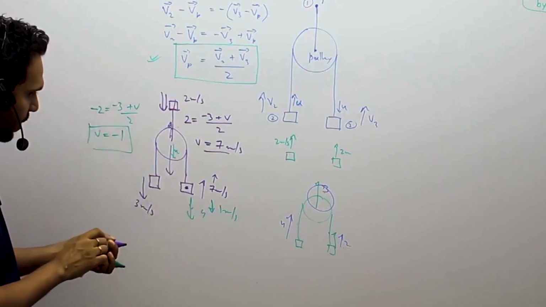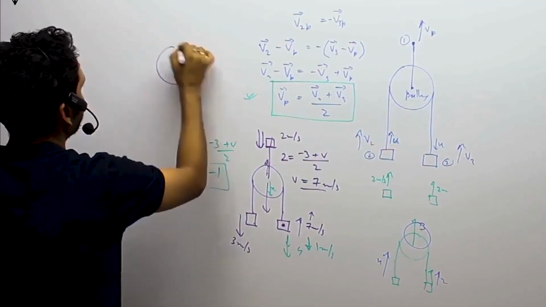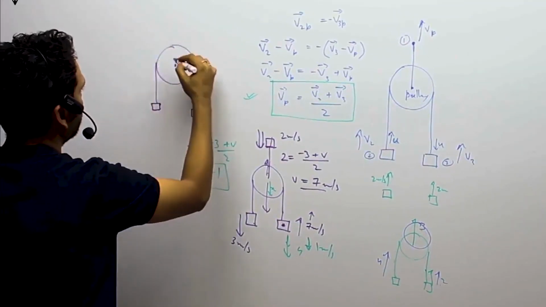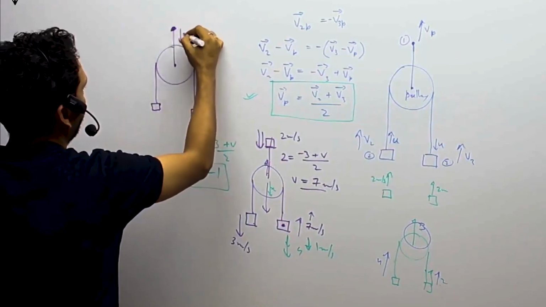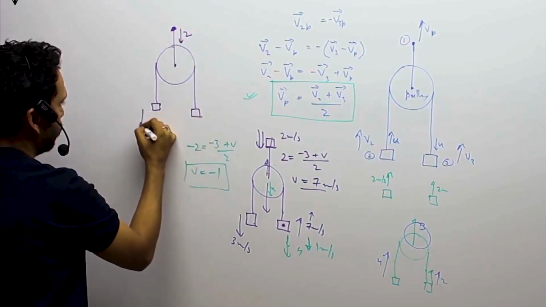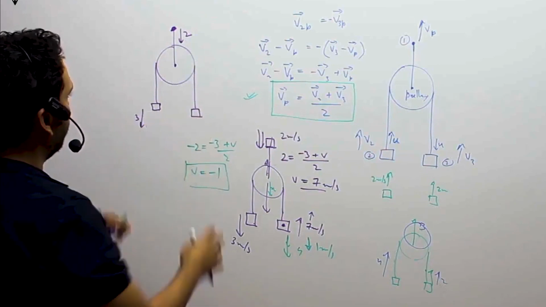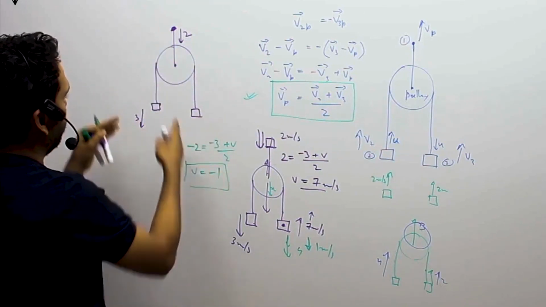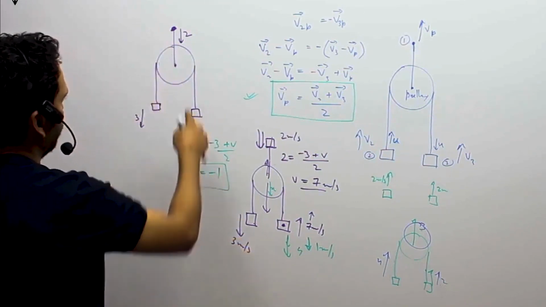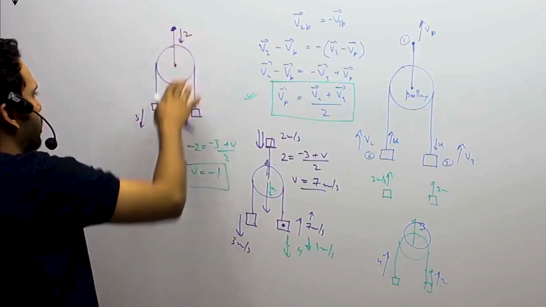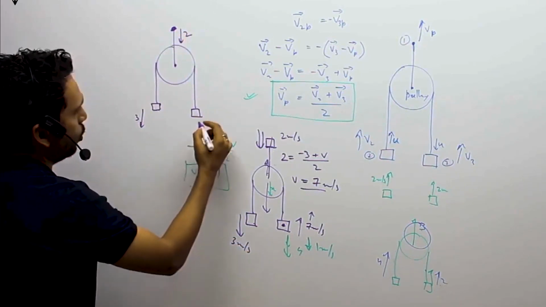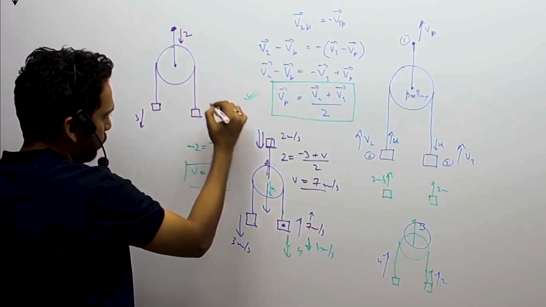So I'll just repeat the analysis over here. Pulley going down with 2, this going down with 3. Now even if it is accelerations, the ratios will be the same. Even if it is displacement, the ratio will be the same. So it is 2 meter per second in this case, that's the velocity, and this velocity is 3. So I had guessed that this will be going down.